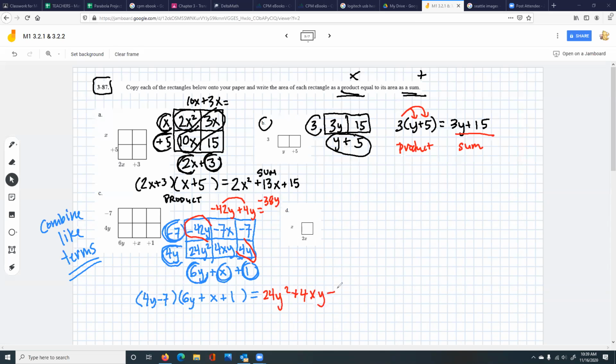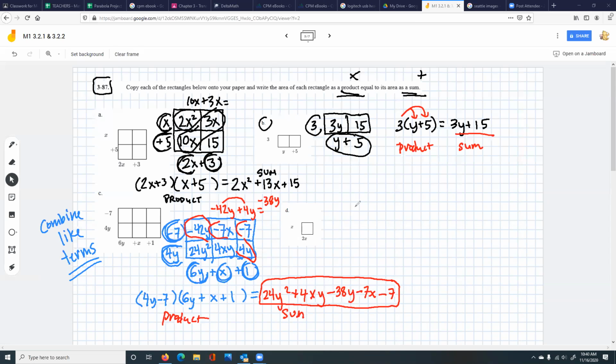So we have -38y. Then we have a -7x right here, -7x. And lastly, the constant term is -7. So we have a big polynomial for our answer. We have 5 terms, right? We have 1, 2, 3, 4, 5 terms. We would have 6, but these two combined to be your 38y. Okay, so this is our product. This is our sum.